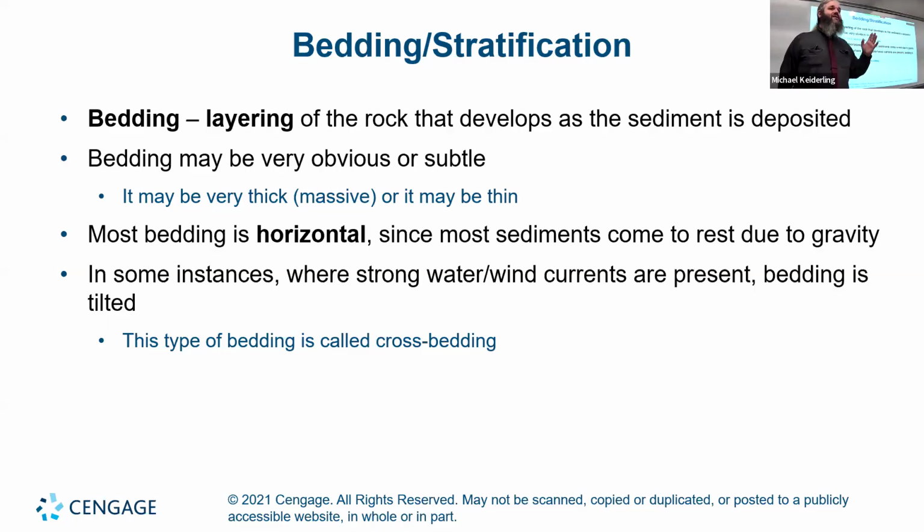Usually when you see bedding at an angle, that means the rock was tilted after it formed. This is not always the case. There are some cases where sediments are laid down non-horizontally, but most bedding is horizontal. So there are some instances where there are strong wind or water currents, and you get tilted bedding. This type of bedding is called cross bedding, because it also often cuts across other layers. But usually when you see tilted bedding, it happens because the rock moved. So you could have had something that was horizontal and then some force caused it to tilt up.